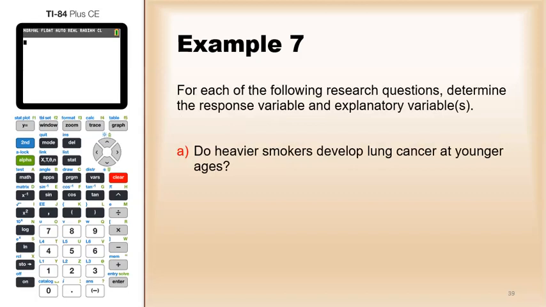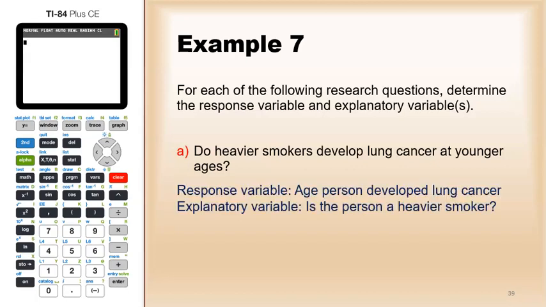Alright, so for each of the following research questions, determine the response variable and explanatory variables. So do heavier smokers develop lung cancer at younger ages? Well, what we want to know is if they develop lung cancer or not. So that's going to be the response. And the age a person developed lung cancer. The explanatory variable is going to be, is that person a heavier smoker?